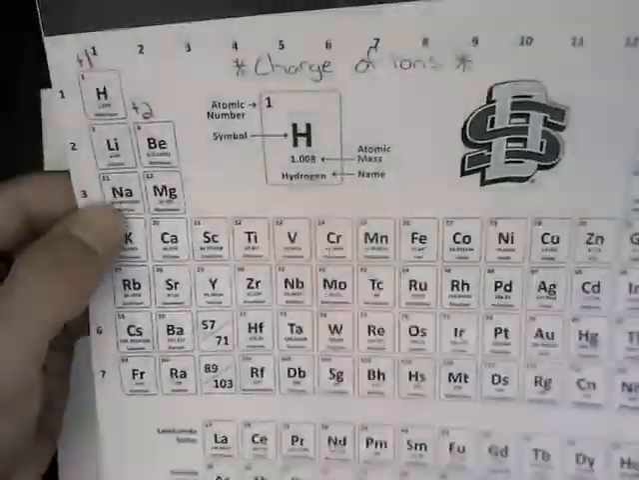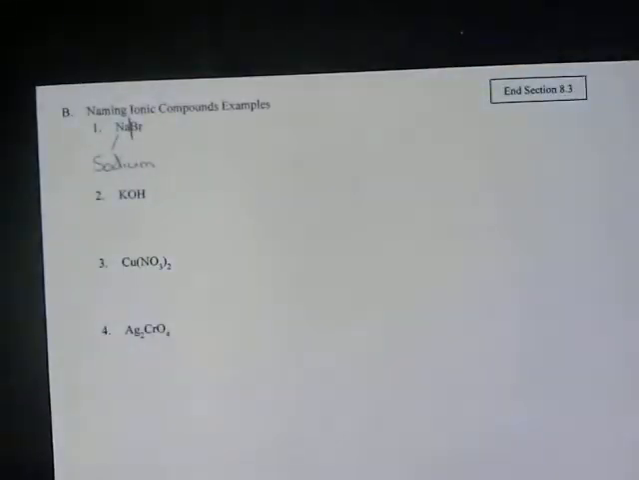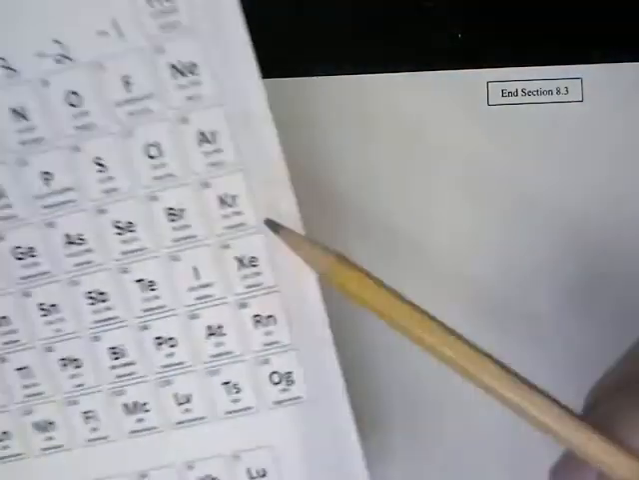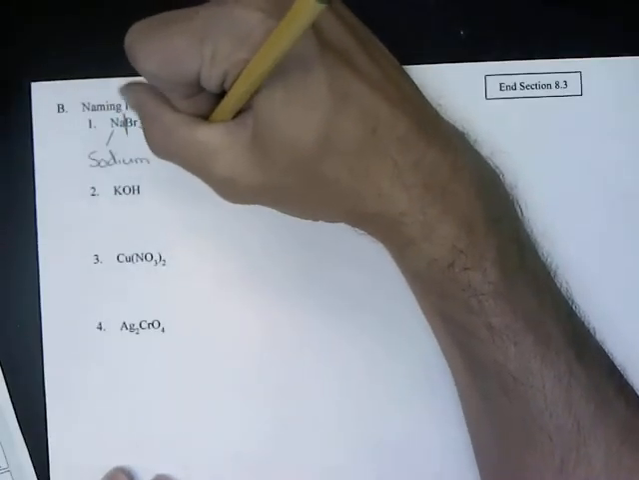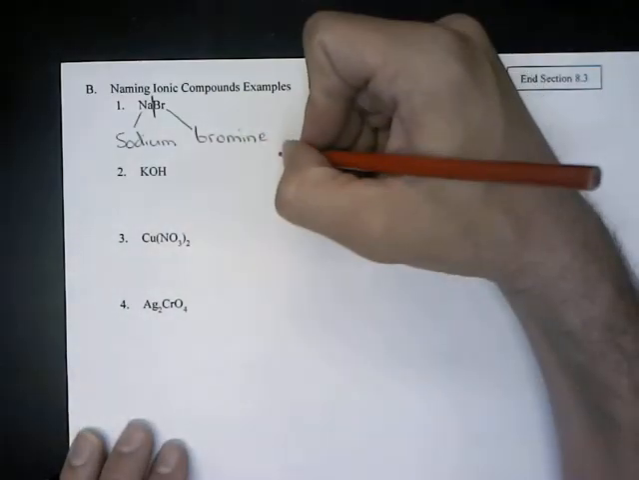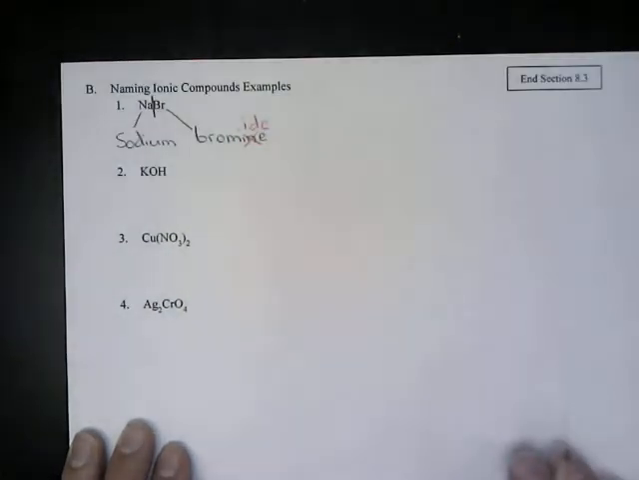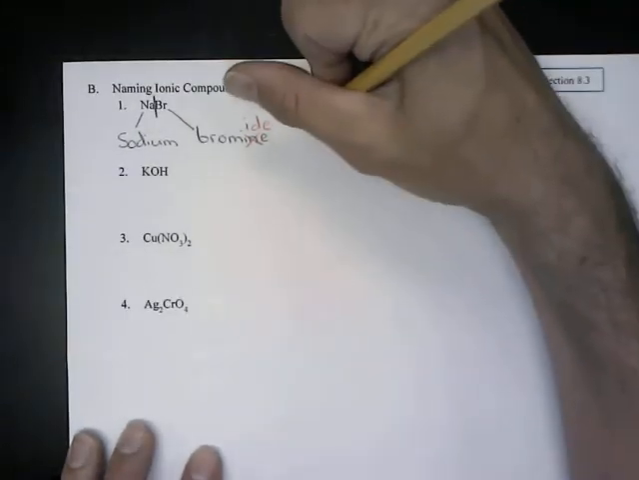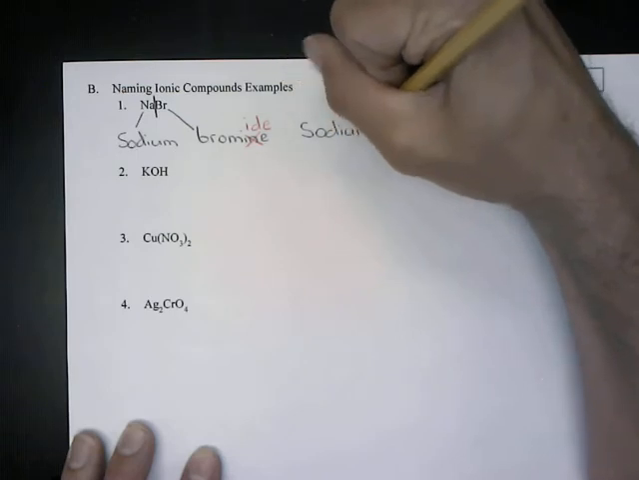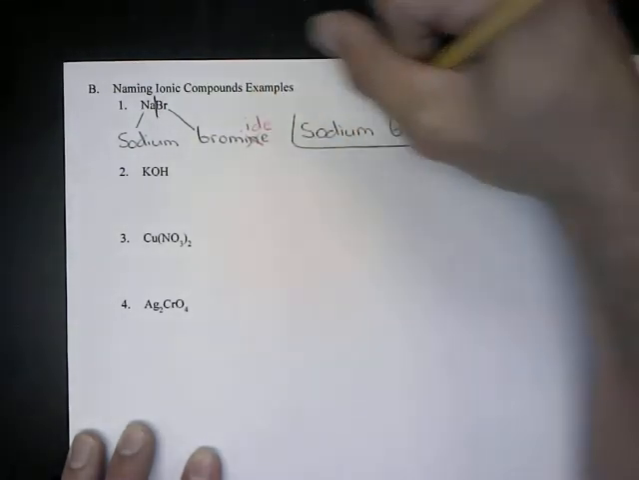And then I ask myself, before I leave sodium, is sodium a transition metal? No, it's not found in this block of 10. So that means I don't need to indicate the charge. Then we have Br. I look up Br. The name of Br is bromine. And initially, all I'm going to do is write down that name, bromine. And then the rules told me, hey, the second thing listed, we had to change the ending. So the ending can't be bromine. It has to be bromide, IDE. So when I write the name of the ionic compound, the name of NaBr would be sodium bromide. And that would be the name.